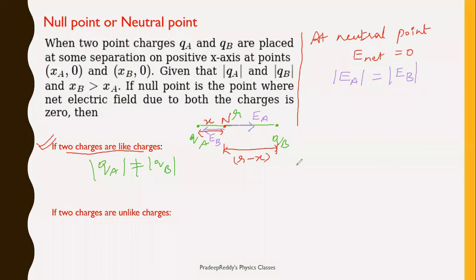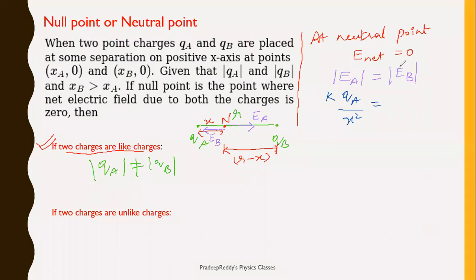Simply using the basic equations, electric field due to A, how do you write it? It is K times the charge QA divided by the separation between these two points, which is X. This gives X square. So EA, the electric field due to charge A, is KQ by R square, where R is the separation, that is X over here.